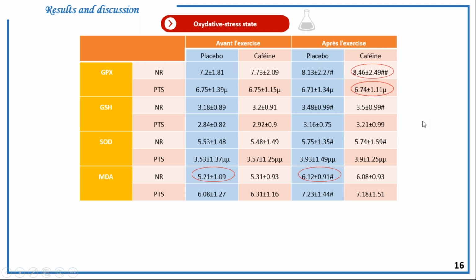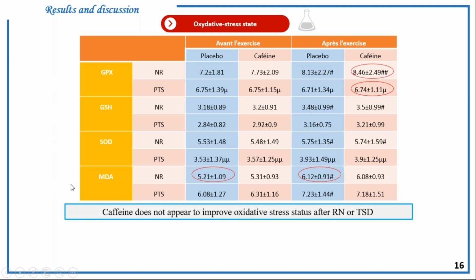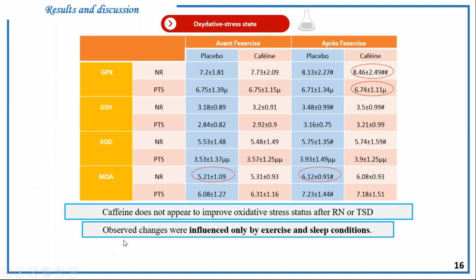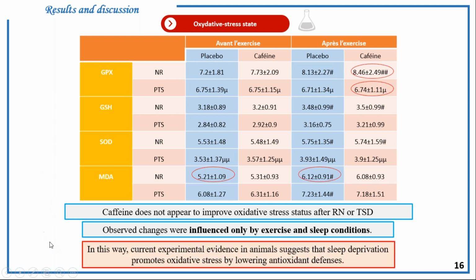Also, the MDA is elevated from 5.2 to 6.1 following the exercise, and we do not see an effect of caffeine. So we could see that caffeine does not appear to improve oxidative stress status after the reference night or total sleep deprivation. The observed changes were influenced only by exercise and sleep conditions. In this way, current experimental evidence in animals suggests that sleep deprivation promotes oxidative stress by lowering antioxidant defenses.